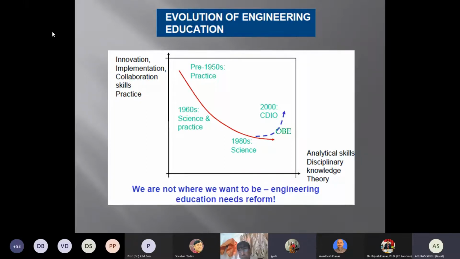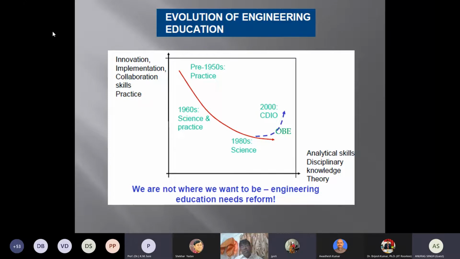As in my perspective, as I am understanding, I can see that over the years since the 1950s, innovation and implementation of skills, disciplinary knowledge and analytical skills, and also working in collaborative manners is declining in engineering education. Okay, fine. I agree with you. And we have made the curriculum more theoretical. That is also shown. Am I right?